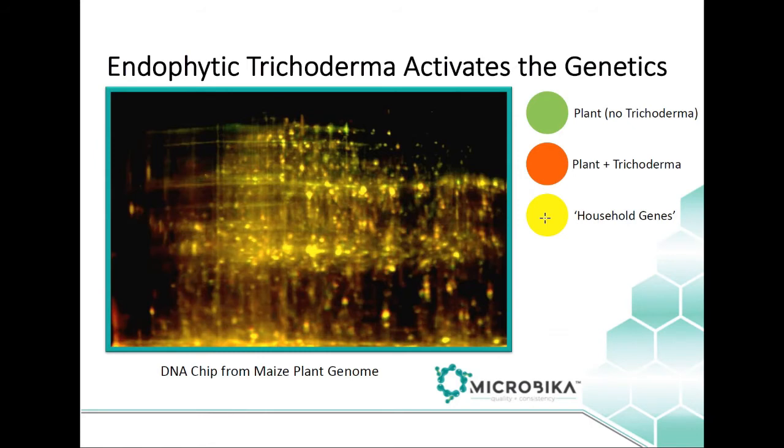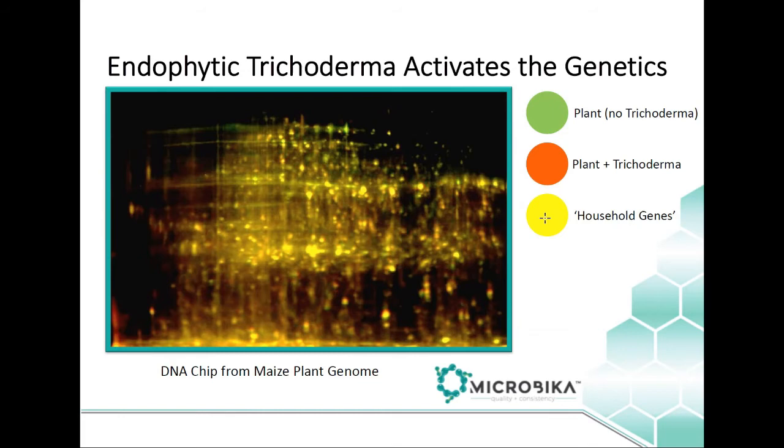Okay, so this slide is just a photo of a DNA chip from a corn plant. Every dot on that photo is a gene that is switched on. There are 3 sets of genes that we could see. The first ones are the green dots. Those are genes switched on in plants where there's no endophytic trichoderma associated with the plant. So unique genes that are only switched on in the plant when there's no endophytic trichoderma involved.